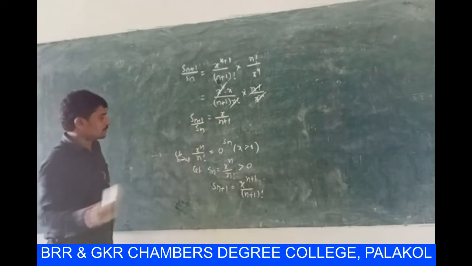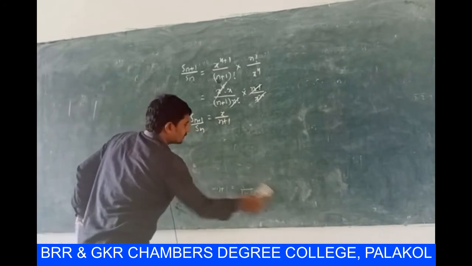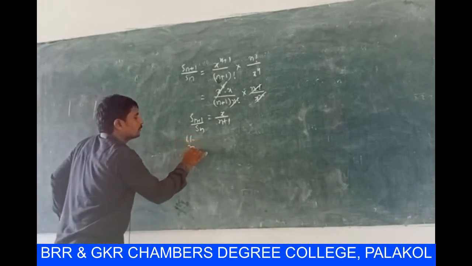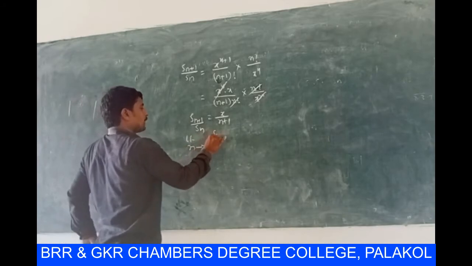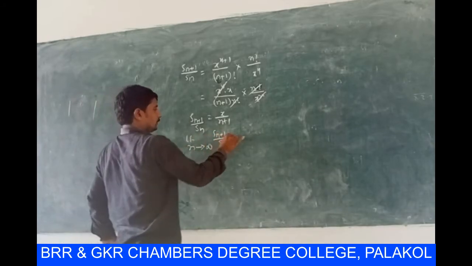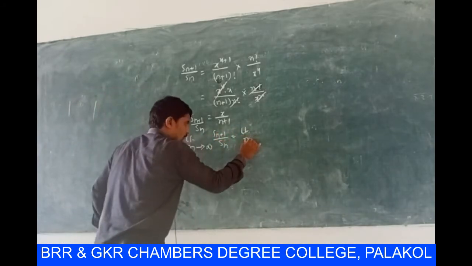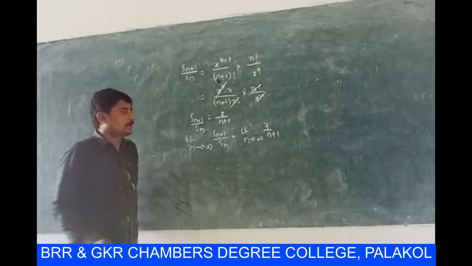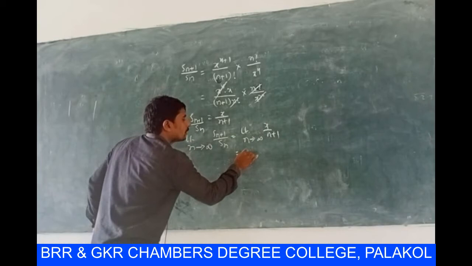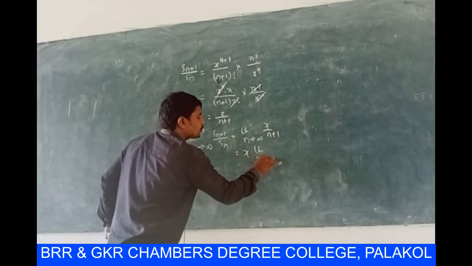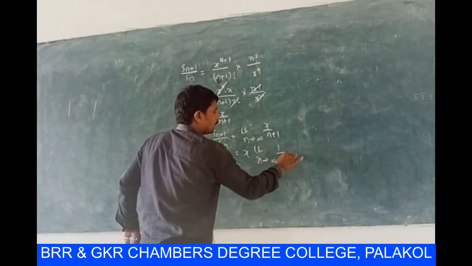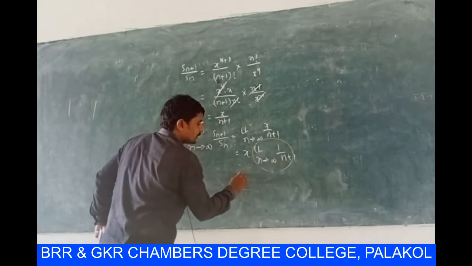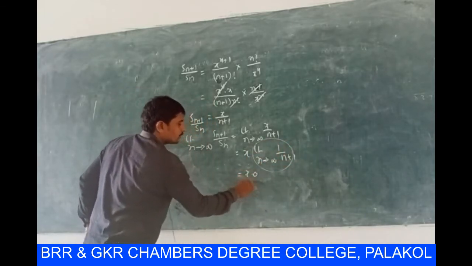Then by taking limit on both sides, limit n tends to infinity Sn plus 1 by Sn is equal to limit n tends to infinity x by n plus 1. Here x is constant, so you write x into limit n tends to infinity 1 by n plus 1. As n tends to infinity, this entire term value is 0. That is x into 0, which is equal to 0.